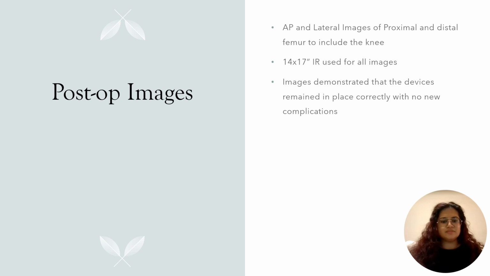So for the post-op images that were ordered, they wanted AP and lateral of the proximal and distal femur, and for collimation to also include the knee, which is normal for a distal femur. 14 by 17 IR used for all images, and they did post-op images to make sure that the devices remained in place correctly with no new complications.